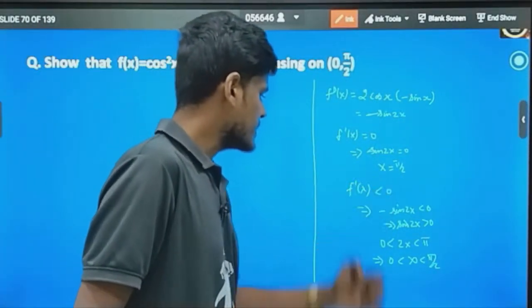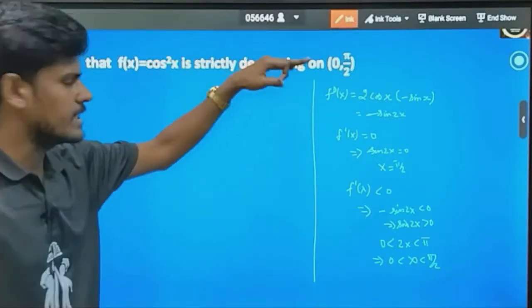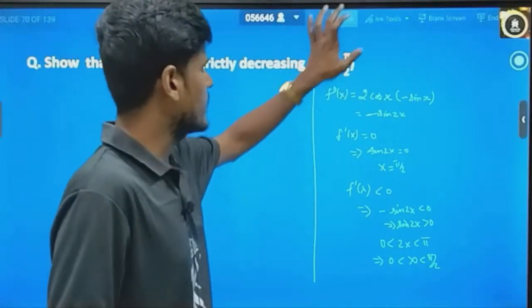That means f dash of x is less than 0 in the interval 0 to pi by 2. This is the proof. That means f of x is a decreasing function in the interval 0 to pi by 2.